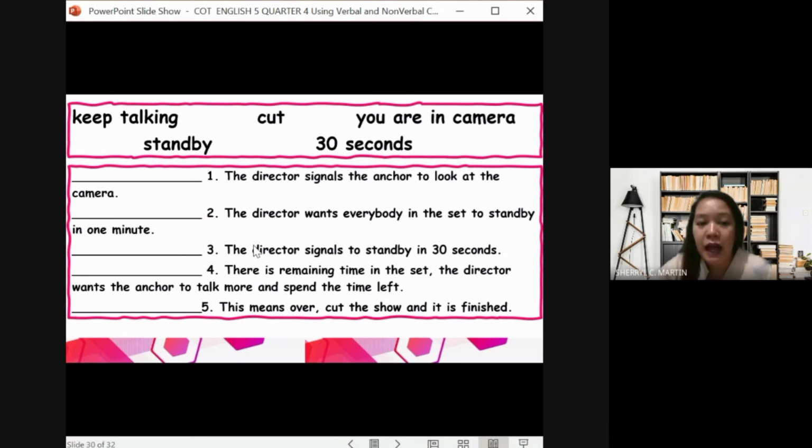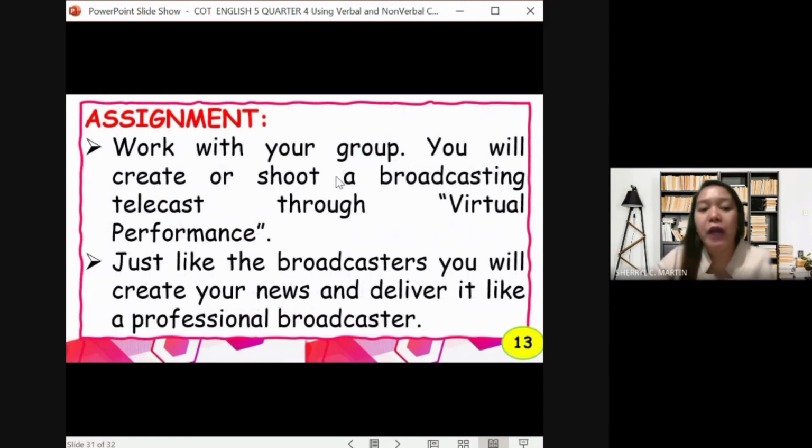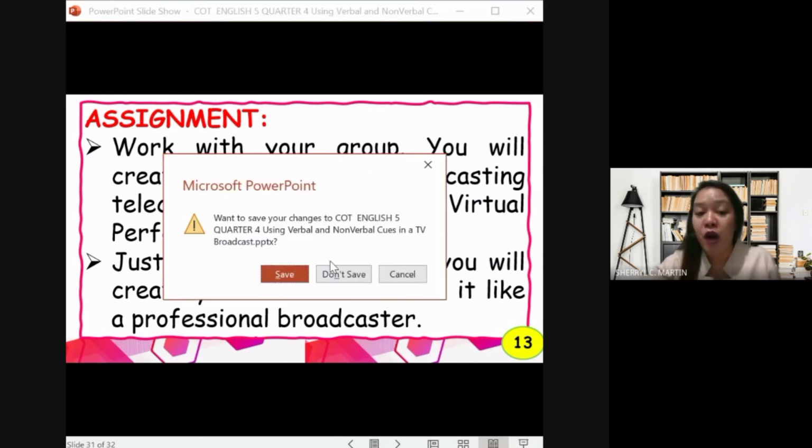Okay, very good. Now, for your assignment, ito. Work with your group. You will create or shoot a broadcasting telecast through virtual performance. Just like the broadcasters, you will create your news, you will create your script, and deliver it like professional broadcasters. Okay? Gets nyo na mga anak ang assignment? You will write your script, your news, and then you need to collaborate with your group mates, and then you will perform the what? Your TV broadcasting.